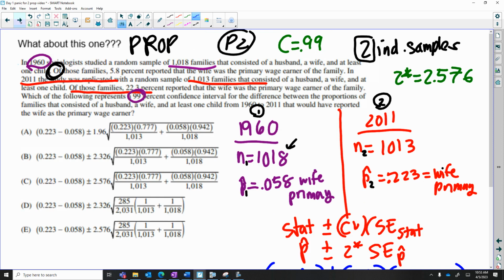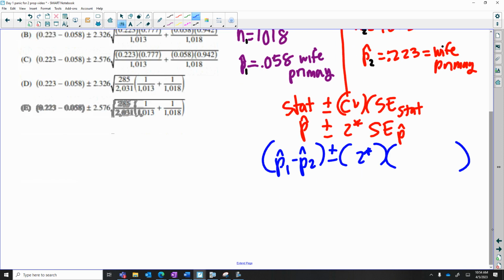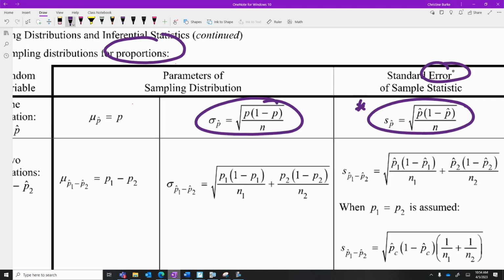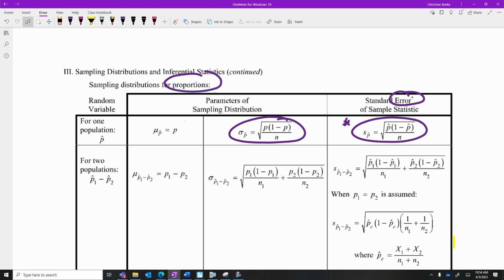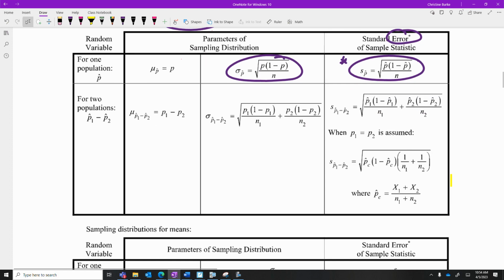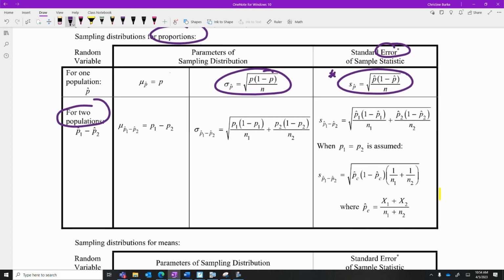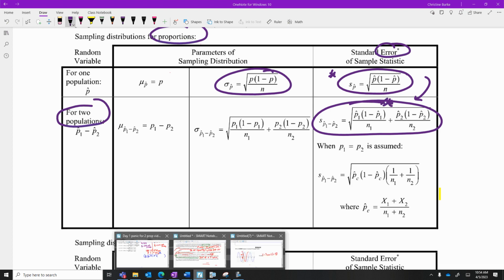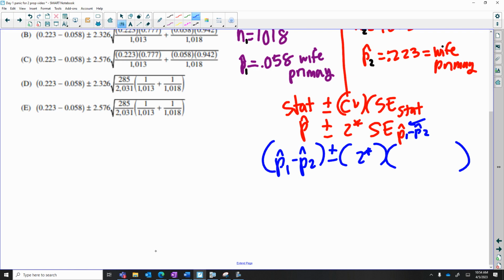So I have to figure out what I'm going to put for my formula that goes here for standard error of p hat 1 minus p hat 2. 2 p hats. So all I'm going to do is I'm going to look right under this. This says 1 proportion, and I'm going to go to where it says 2 proportions. And I'm going to use this formula right here, the standard error. So literally it looks just like one of them, but there's 2 of them. And it looks like they're adding them together. This is the one right here that I'm referring to. So I'm going to write that down on my sheet.